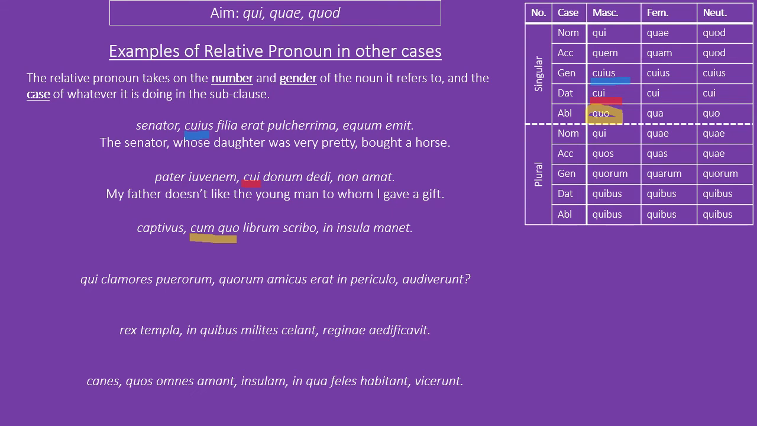The prisoner, with whom, librum scribo, I am writing a book, in insula, on the island, manet, is staying or is remaining. If there's a preposition, it will go, exactly as it would in the English, directly before the relative pronoun, with whom. Full sentence down is a little bit trickier.